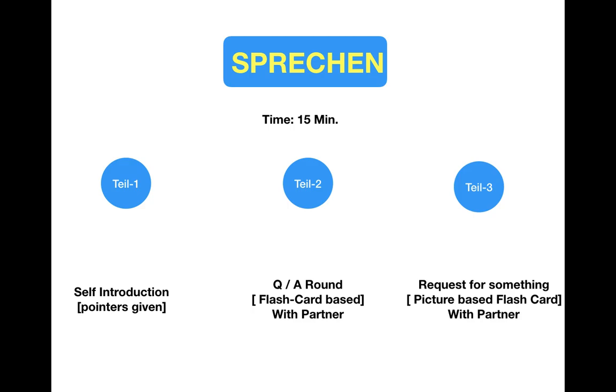Again, you have to make 2 requests here, and then 2 requests will be made by your partner and you have to answer. How will you answer? Just say very simply, gern, yes of course, yeah sure. Only these 2 words you need to use.